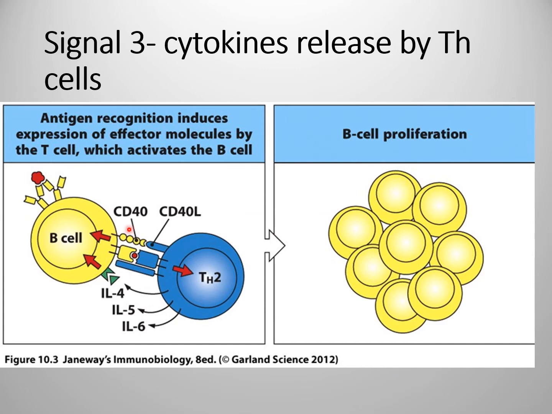When CD40 and CD40 ligand have bound, as well as the MHC molecules bound to the T cell receptors, it results in release of cytokines, which act as signal 3. These cytokines include IL-4, IL-5, and IL-6, which initiate B cell proliferation and differentiation, thus starting the activation process.